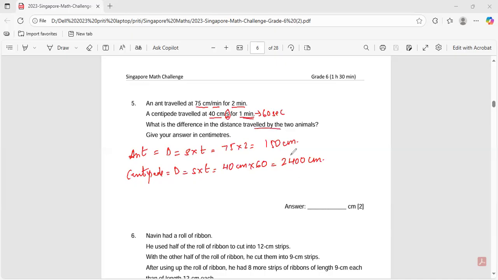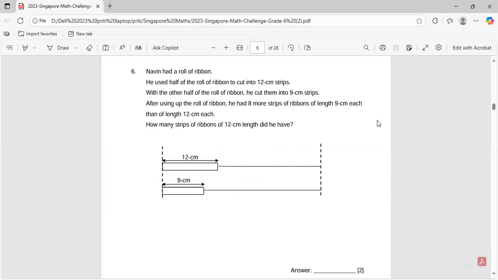Now they're asking what is the difference in the distance traveled. So the difference is 2400 minus 150. So you get 2250 centimeters. So the answer for question number 5 is 2250 centimeters. I hope you get this. Let's go on to the next question, which is question number 6.